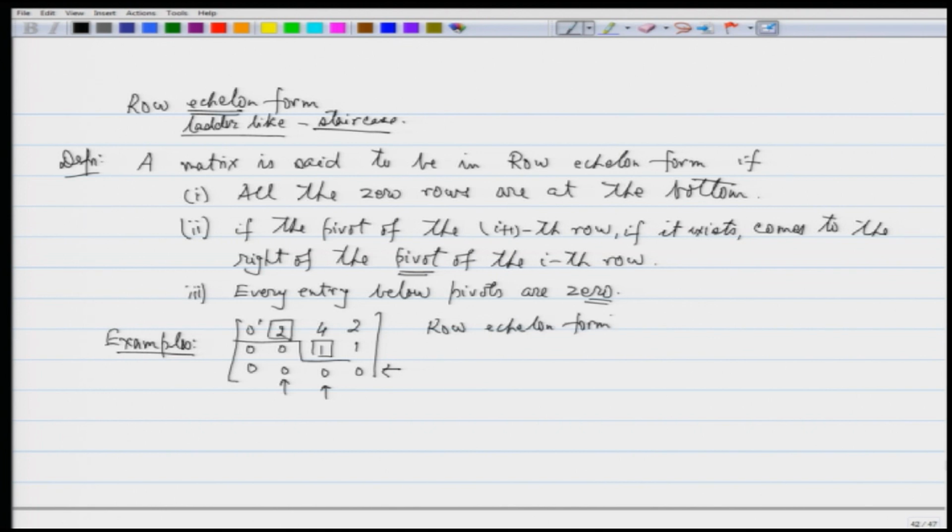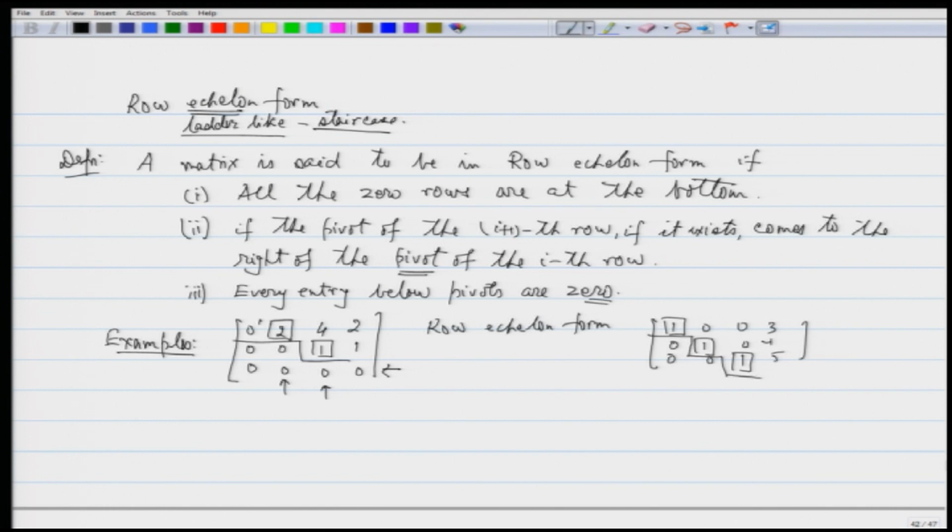Another example of row echelon form, the identity matrix itself. So, you can put here 3, 4, 5, whatever you want to say. So, these are the pivots that you are looking at. Everything below that is 0 and this is the way it appears, fine.